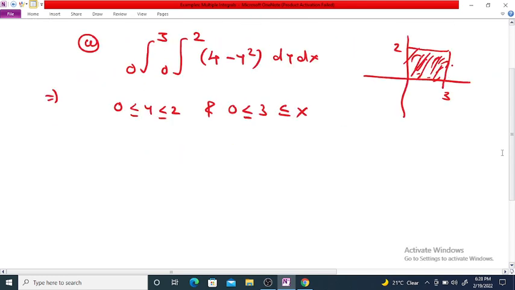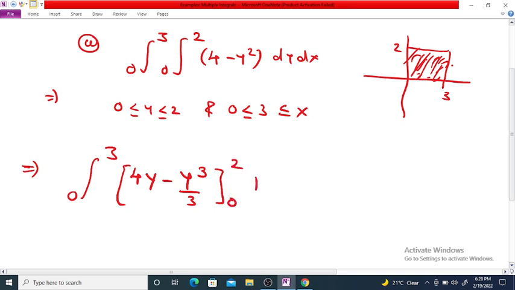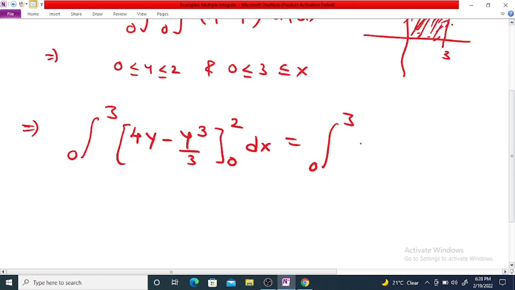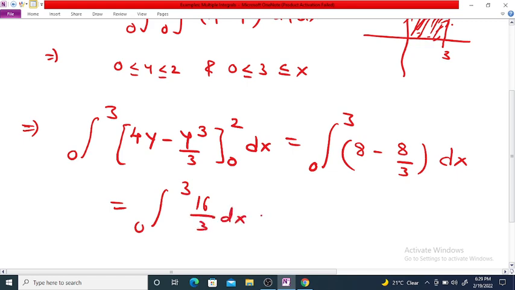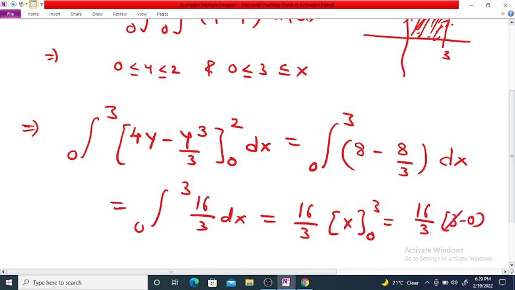Now next we want to evaluate this integration. Both the limits are constant here. So first 0 to 3, if we evaluate with respect to y, then integration of 4 is 4y and integration of y square is y cube by 3, and the limit is from 0 to 2 dx. So this is equal to 0 to 3. If we substitute the upper limit, it is 8 minus 8 cube by 3. And for lower limit it is 0 dx. So this is 0 to 3, 24 minus 8, it is 16 by 3 dx. Since it is a constant, take it outside and integration of dx is x from 0 to 3. So this is 16 by 3 into 3 minus 0. So this 3 will get cancelled here and the answer will be 16.